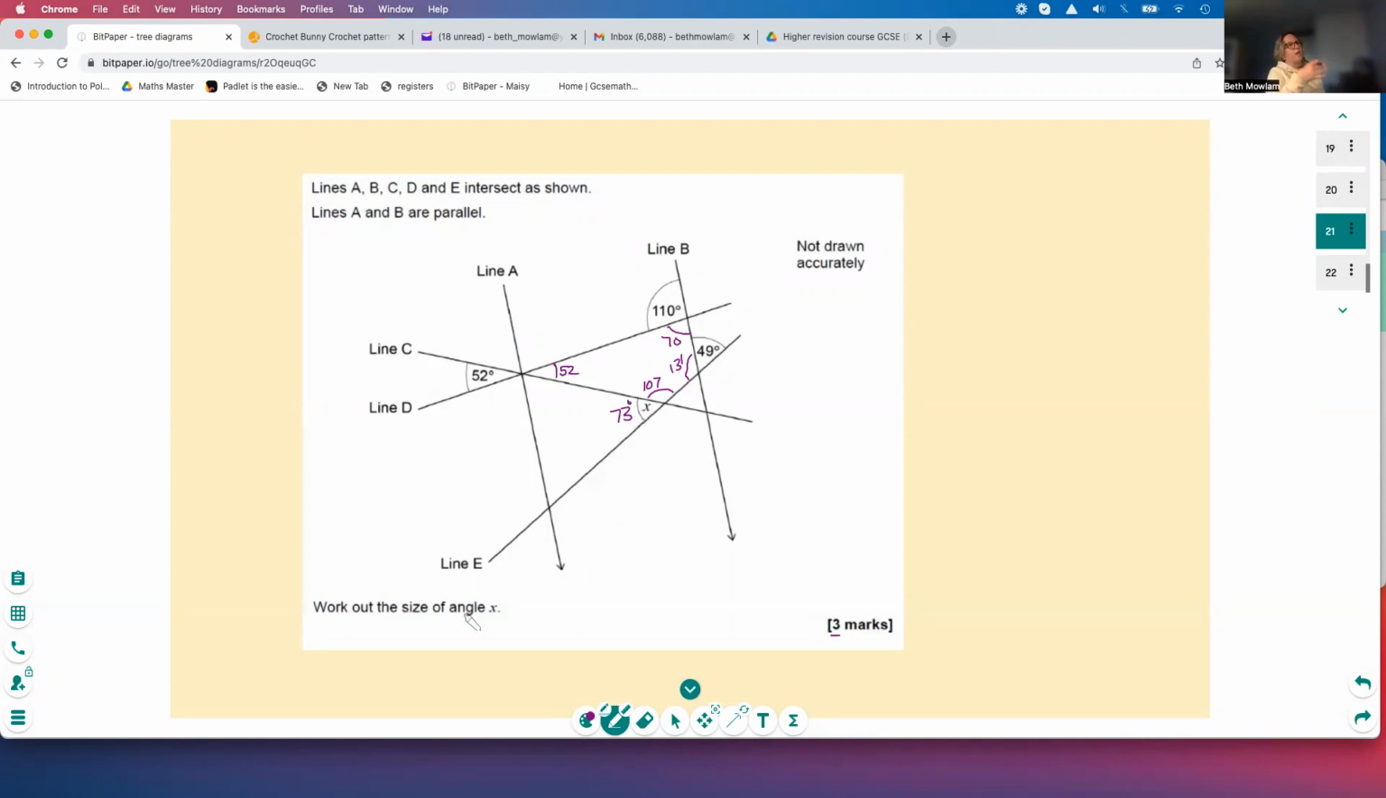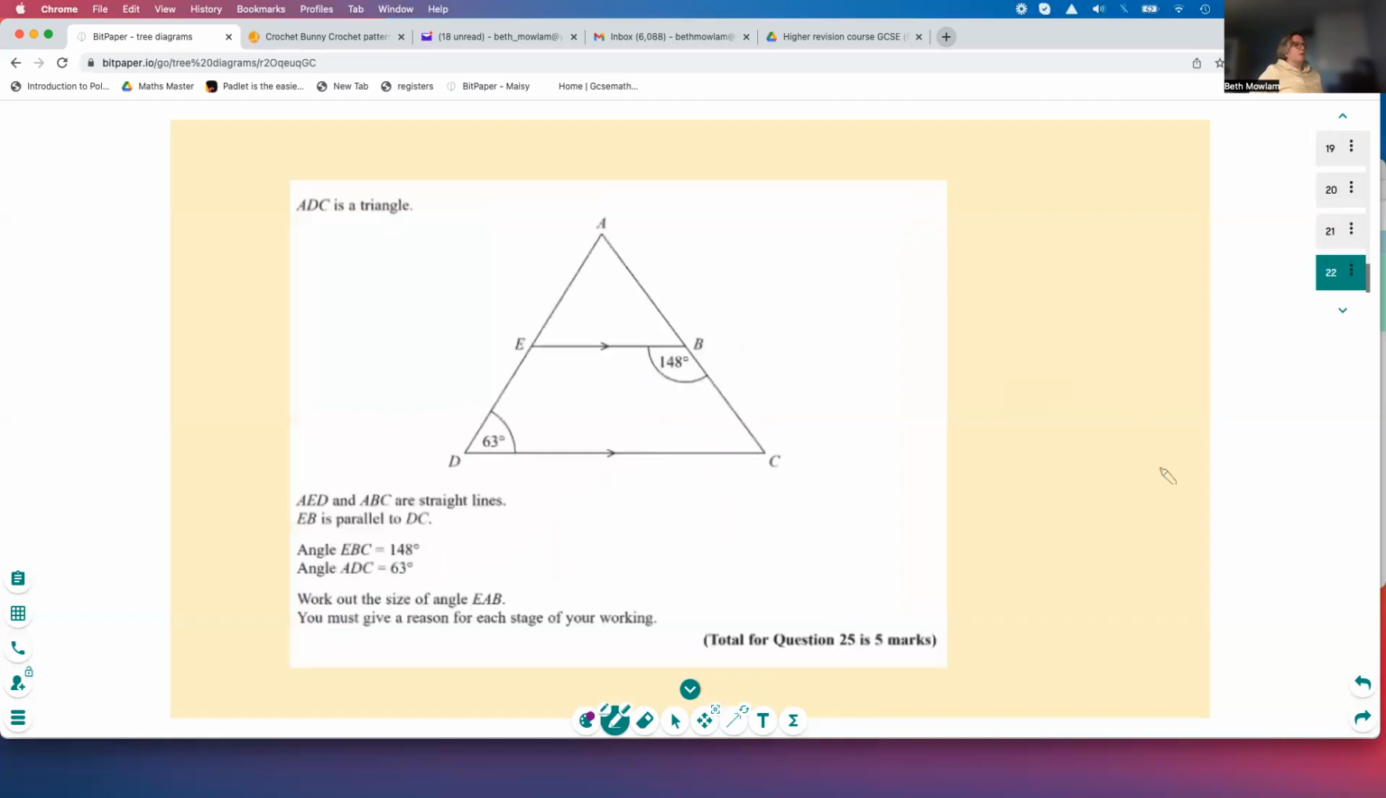Now, if you've paused the video and had a go at it and done it a different way, as long as you've got the same answer as me, it does not matter how you did it. You might have worked out that angle to work out that angle. There's lots of different ones you could have done. Loads of different ways. But anyway, if you've done it slightly different to me, that's fine, as long as you've got the answer 73. Excellent. And on to the last one.